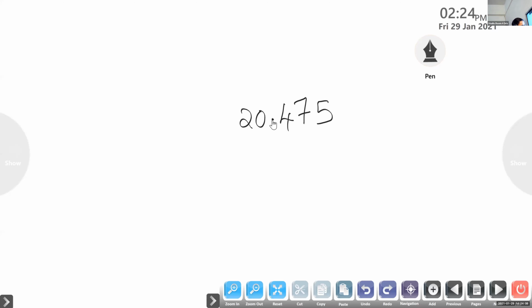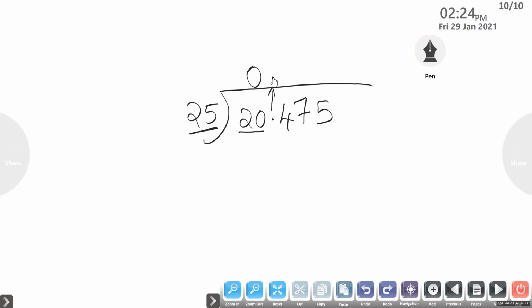20.475 divided by 25. Here 20 is in the integral part and the divisor is greater. So what do we have to do? Felix, can you tell me? 20, and here the divisor is 25. Can I divide? No, ma'am. So what will we do? Put 0 in the integral part, because I cannot divide. So now I will place the decimal point over here.